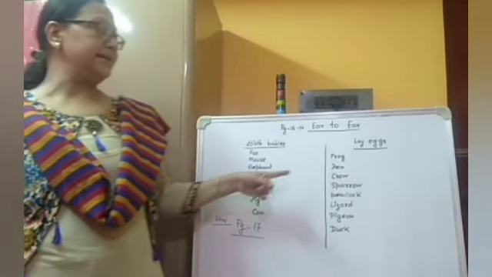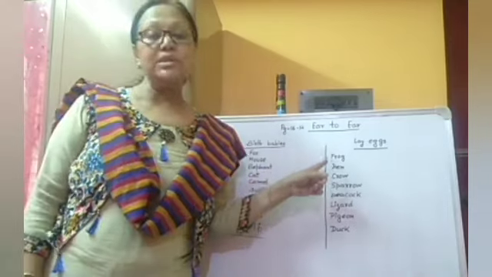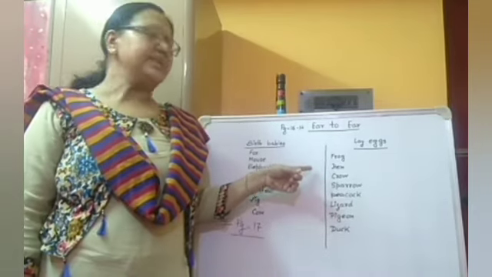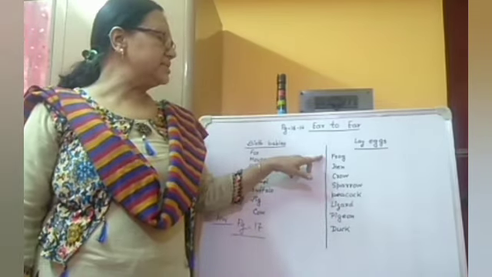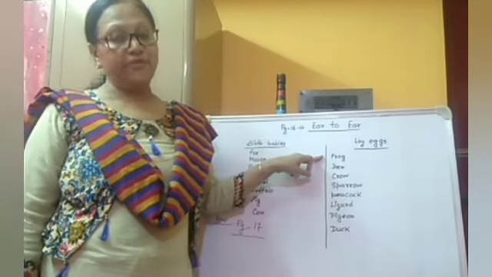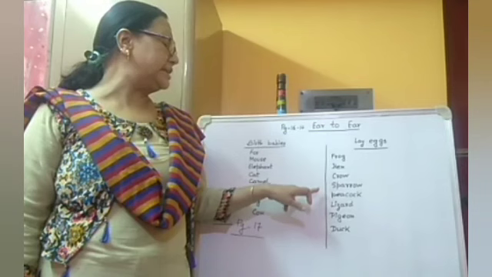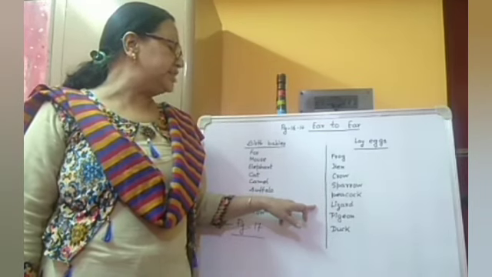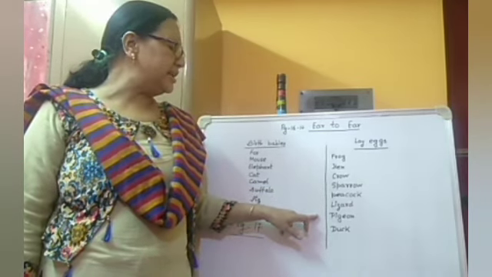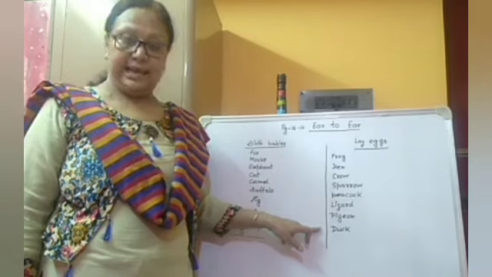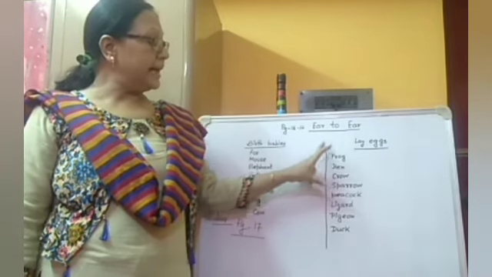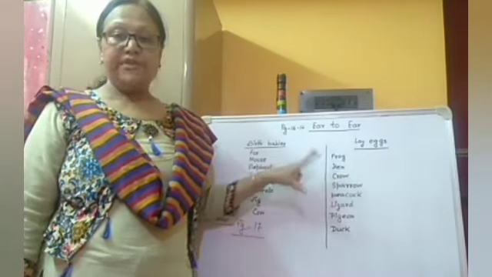Now the next category is those animals which lay eggs. Number one is frog. Frog lays eggs, hen lays eggs, crow lays eggs, sparrow lays eggs, peacock lays eggs, lizard lays eggs, pigeon lays eggs, and duck lays eggs. So here we can again categorize some kinds of features.